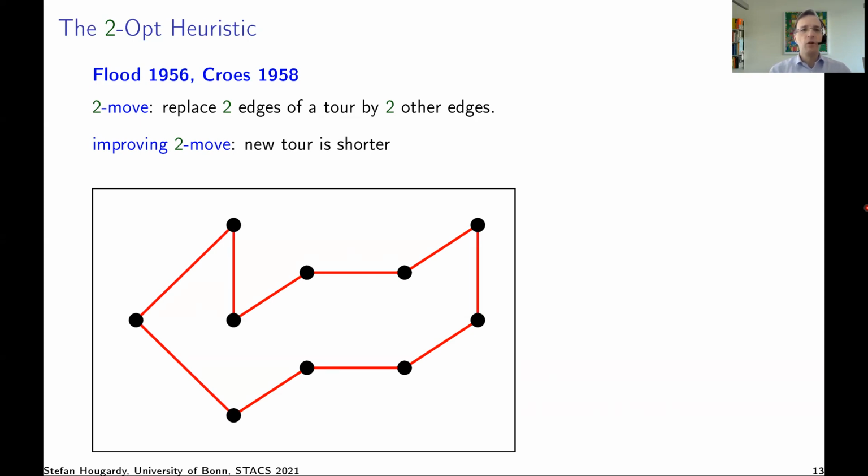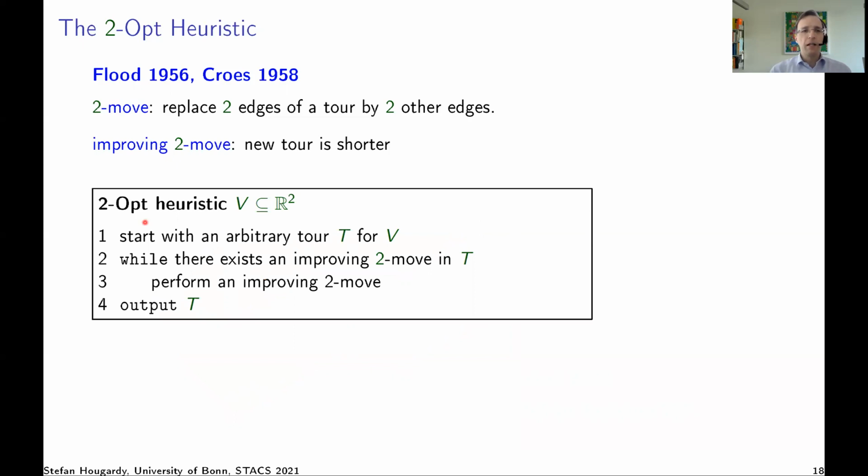The idea of the two-opt heuristic now is that we simply repeat this process as long as we can find improving two-moves. In this example, there will be another improving two-move, namely we can choose these two green edges, remove them, replace them by the two blue edges, and then we have to stop because there's no further improving two-move. Formally, we can state the two-opt heuristic as follows. We start with an arbitrary tour for our point set V. As long as we can find an improving two-move, we perform this two-move. If there is no longer an improving two-move, we output the current solution.